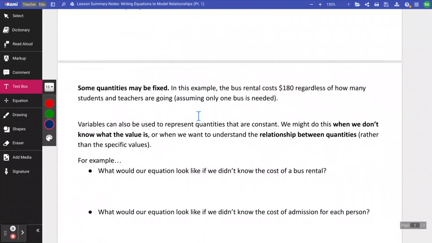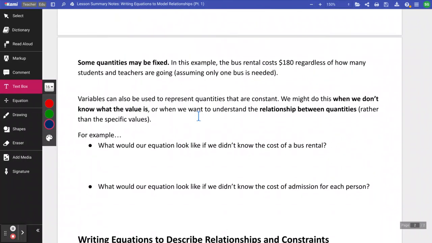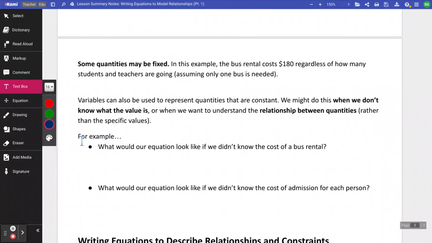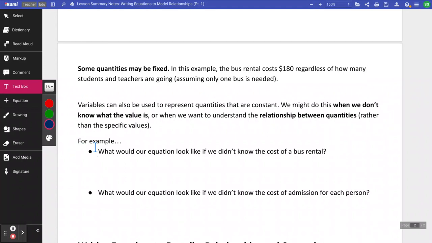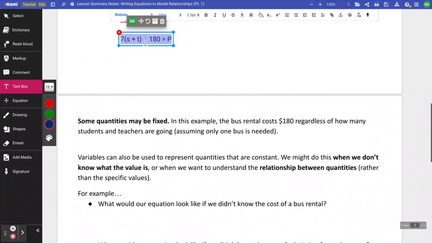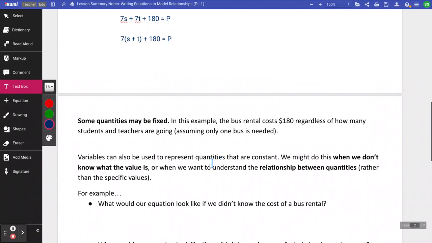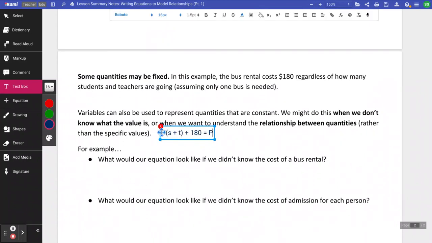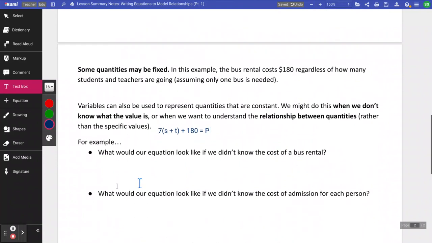So to practice with this, I've got 2 questions that I want us to think through. For example, what would our equation look like if we didn't know the cost of the bus rental? And what would our equation look like if we didn't know the cost of admission for each person? What I'm going to do is copy this equation down here just to help us with this next part. And as always, I encourage you, pause the video, try tackling these 2 questions on your own first to see where you're at, and then come back to get that answer.